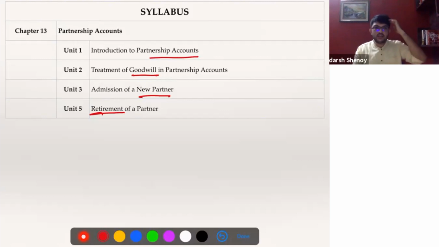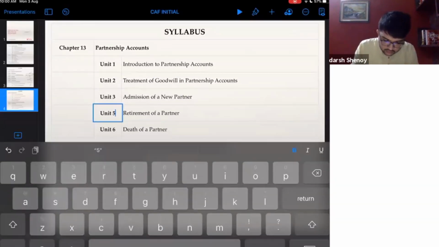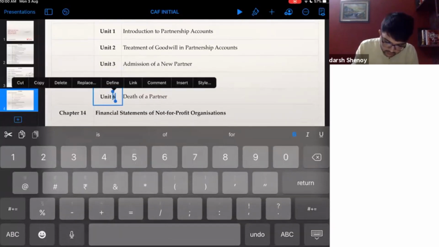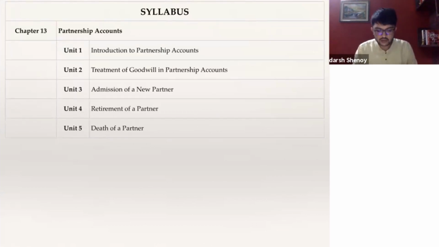Unit 5 is retirement of a partner. Then you have Unit 6, death of a partner. I'm sorry, just correct it quickly. This is Unit 4, this is Unit 5. All right, so there are 5 units, death of a partner.